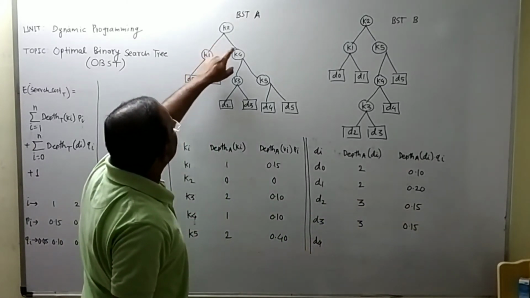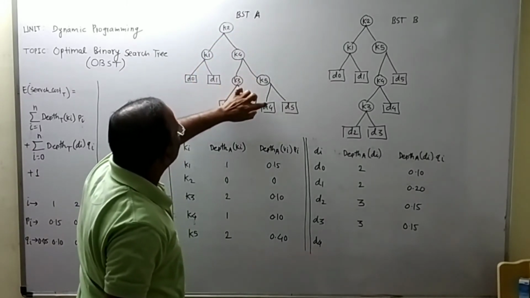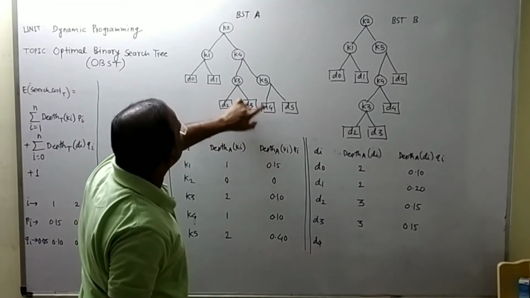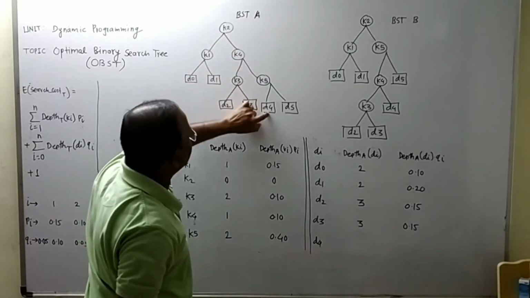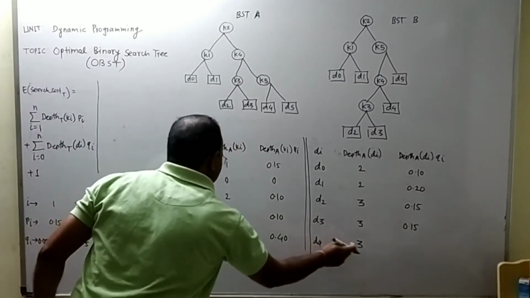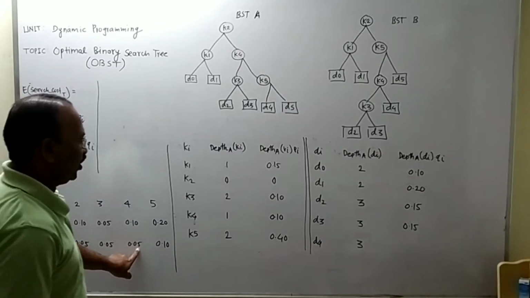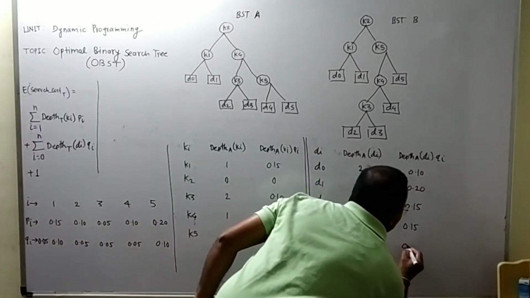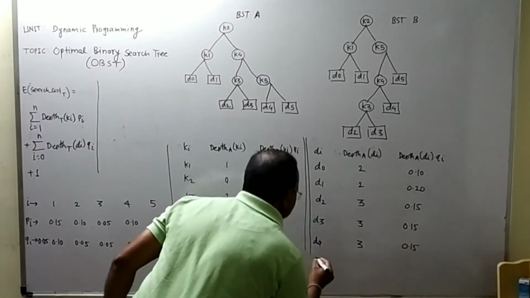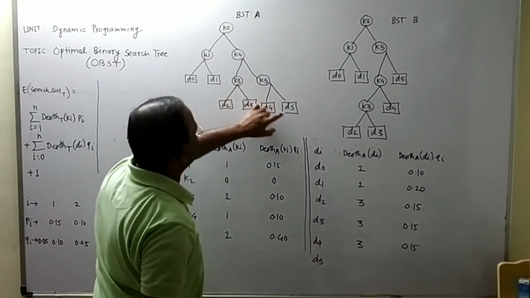Find out the depth of D4 from BST-A: 0, 1, 2, 3. And multiply 3 with the probability of dummy key D4, that is 0.05. It comes to 0.15. Then D5, the depth of D5 is again 3.